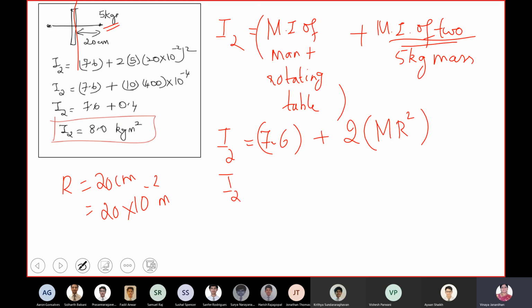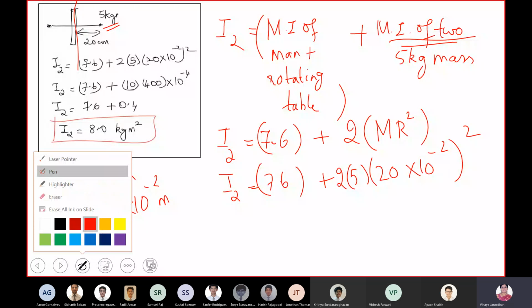So now you calculate, boys. This is 7.6 plus 2 into mass 5 kilogram, into 20 into 10 to the power of minus 2, the whole square. So now I2 comes to be 8.